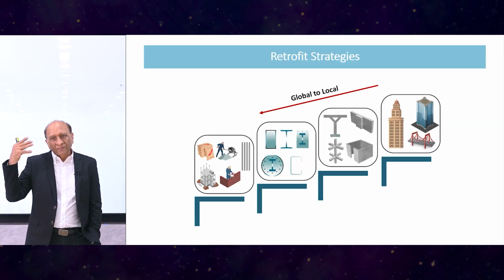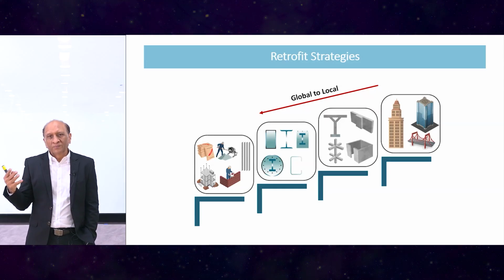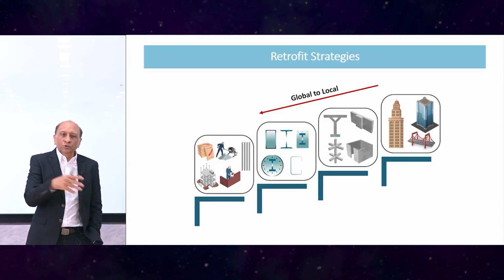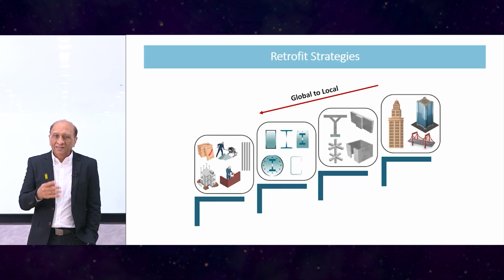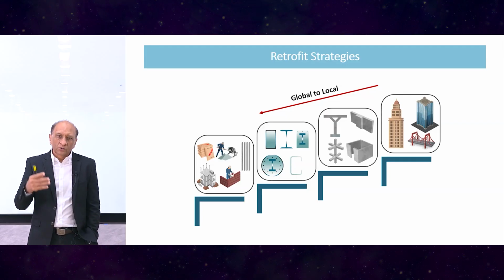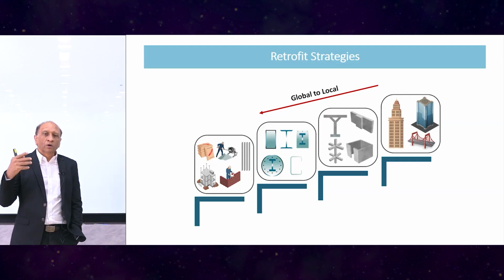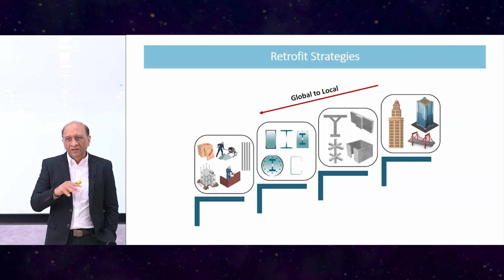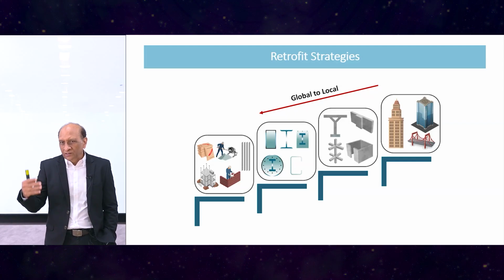But if you add an external frame to the structure, for example, and take the load away from the structure, you don't have to fix anything. And the load demands will be reduced. So the global retrofit will almost always be more efficient than the local retrofit if you do it the right way and find the right global retrofit.